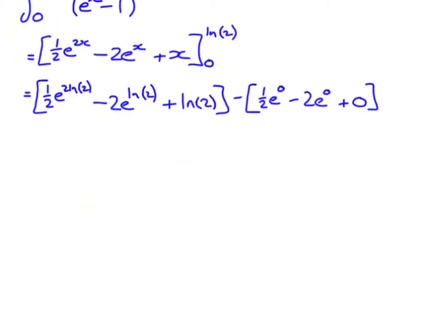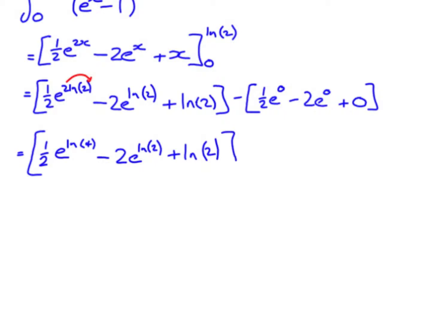Now what we need to realise here is we can't cancel the e and the natural log in the first term there because the 2 is in the way. So we need to use a log law to move it up to the top. So we actually end up with e^(log 2²), which is e^(log 4). So we end up with a half e^(log 4) minus 2e^(log 2) plus log 2. And then obviously we need to realise that e^0 is 1. So all of those e to the zeros disappear.